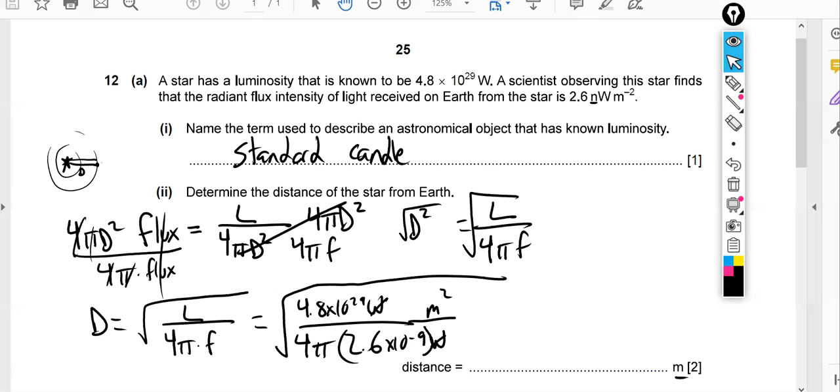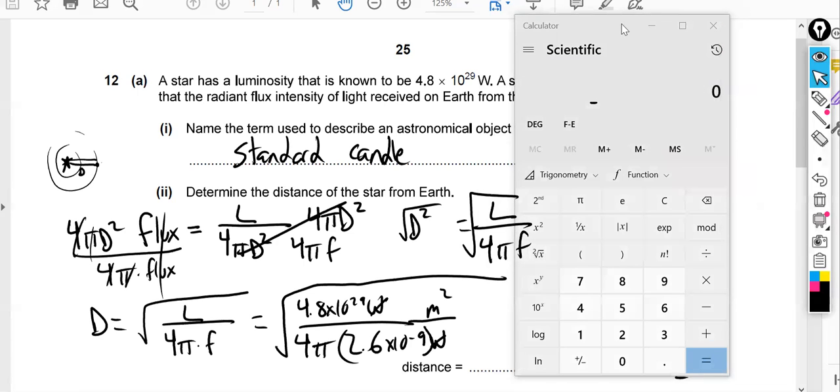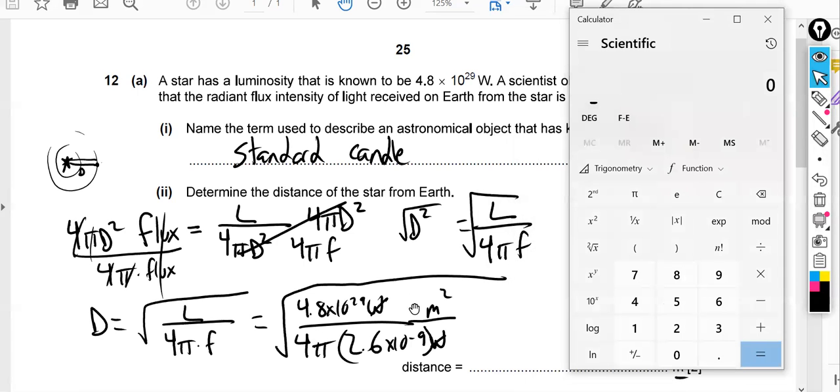And now it's some button pushing here. I'll show that to you here on the screen. All right, we got a nice scientific calculator there. And we'll start here in the numerator, 4.8 times 10 raised to the 29 equals. So there's a lot of watts of power. And again, we know this because it's a standard candle, right? So it's known to be this. And so standard candles just have known luminosity.